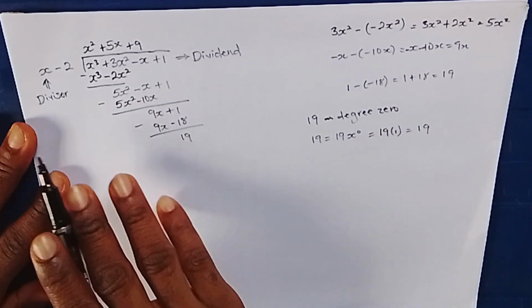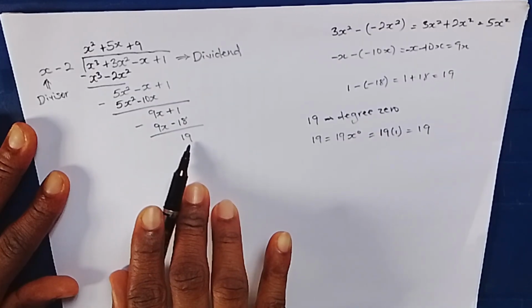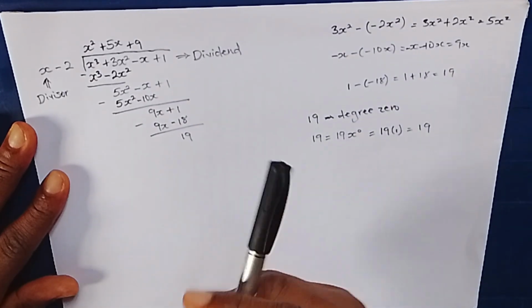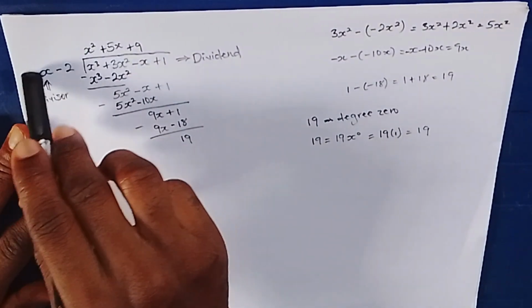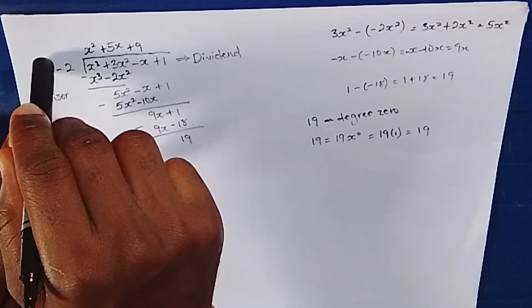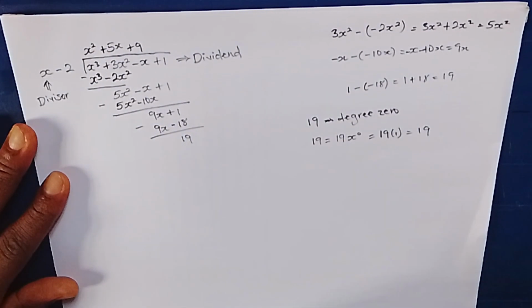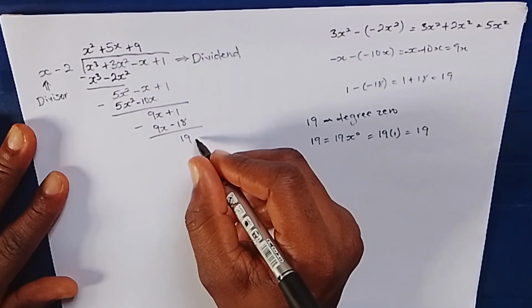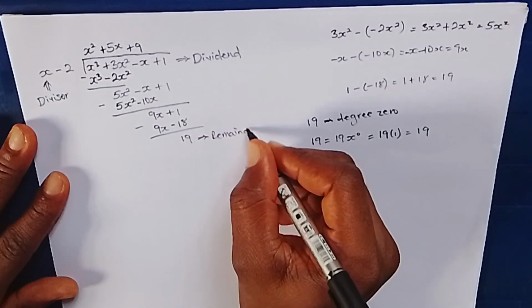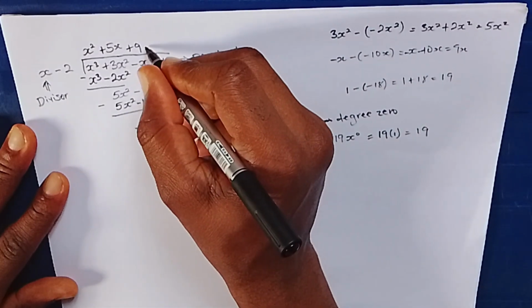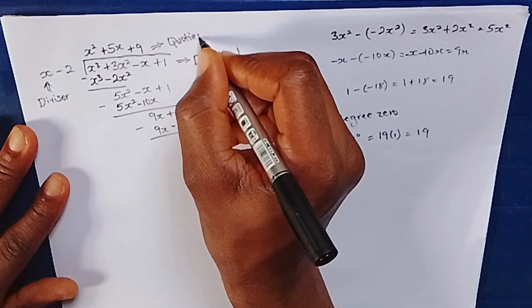So the only reason why this guy is no longer divided is that this polynomial is now reduced to a polynomial of a degree that is less than the degree of the divisor. The degree of this divisor is degree 1, first degree. Now this is degree 0. So this is where your division ends. And where your division ends, whatever you have becomes your remainder. And then your result of the division becomes your quotient.